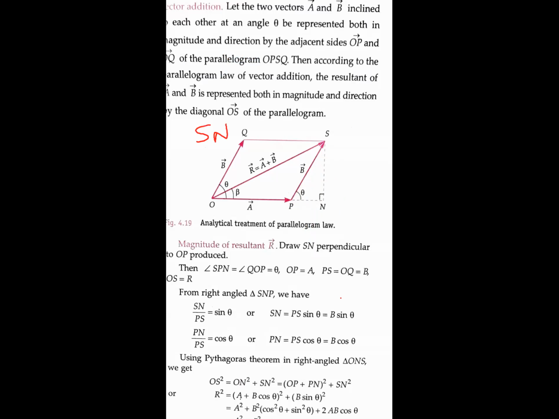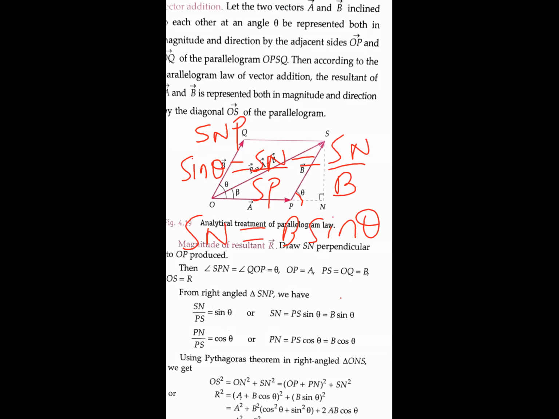if we take sin theta first, sin theta is opposite. So opposite side to theta is SN upon hypotenuse, and hypotenuse we know it's SP. Right, children? SP is what? SP is vector B. So SN by B. So if we make SN subject of formula, SN equals B sin theta. Yes, SN equals B sin theta. So we found out the value of SN.